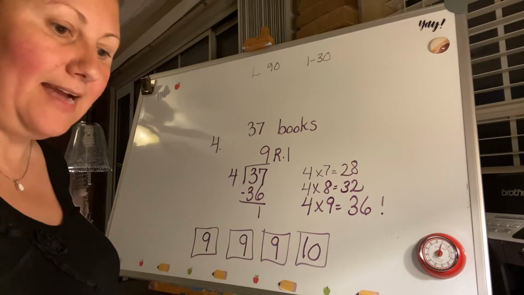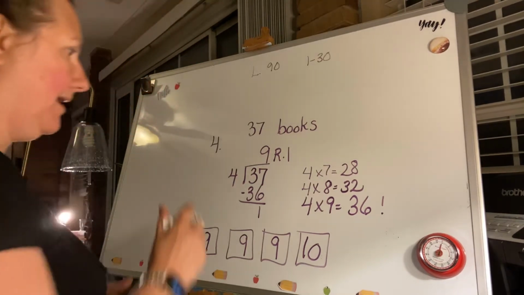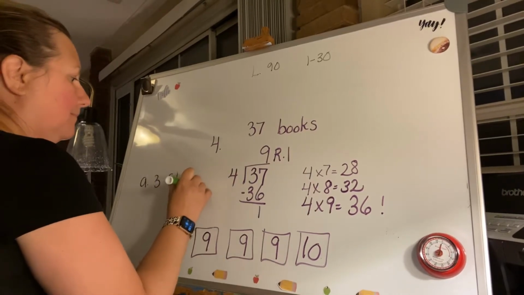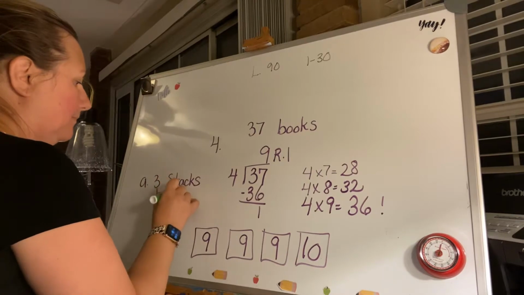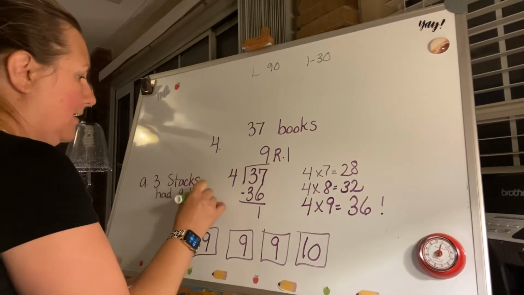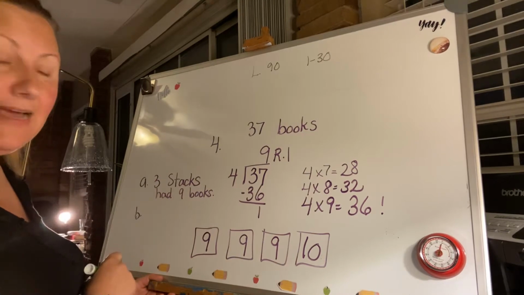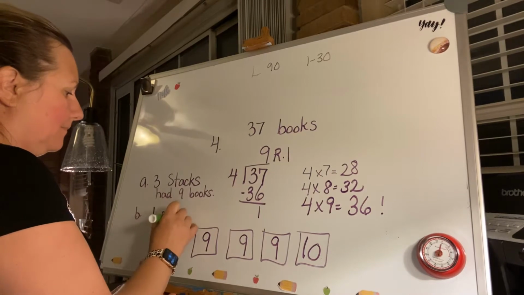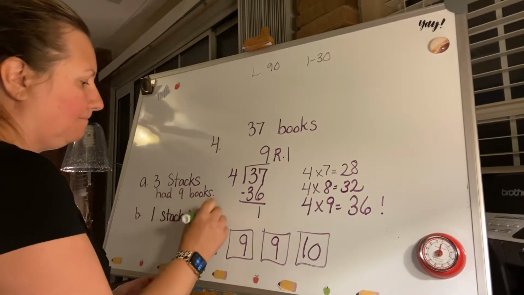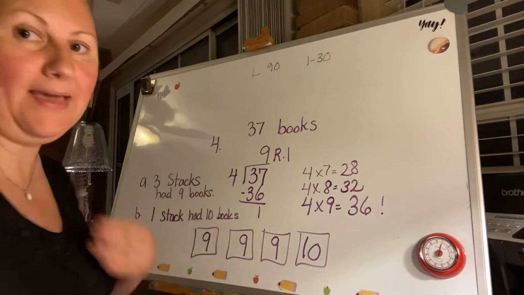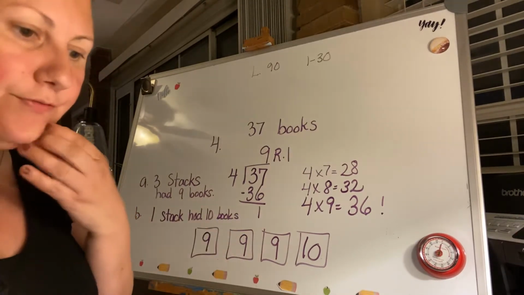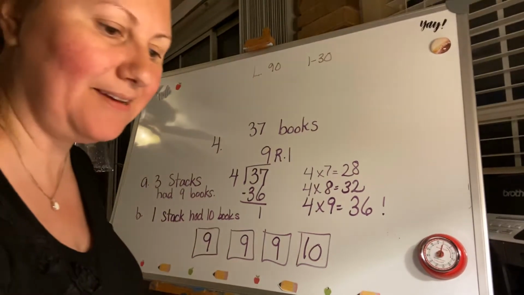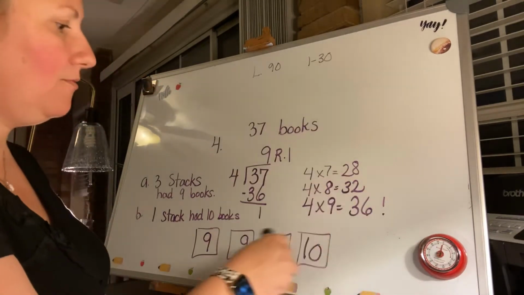So A, how many stacks had exactly 9 books? The answer is 3 stacks had 9 books. Okay, and then B, how many stacks had 10 books? 1 stack had 10 books. Okay, and that will be your answer for number 4. A is 3 stacks and B is 1 stack. All right, so now we'll go on to number 5.